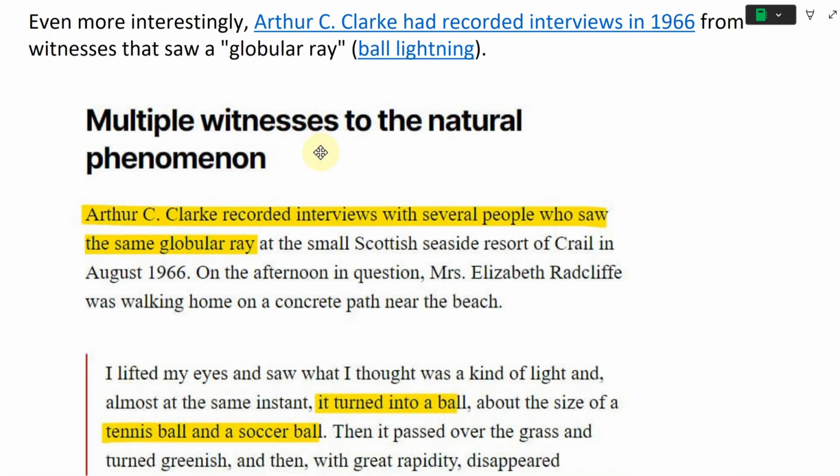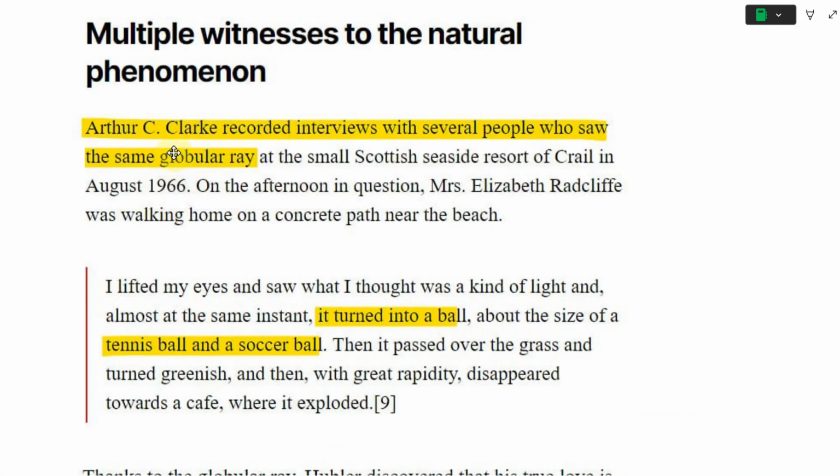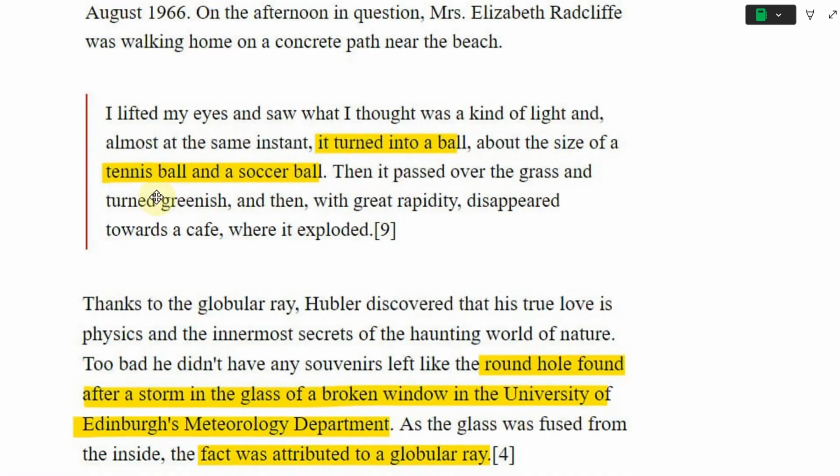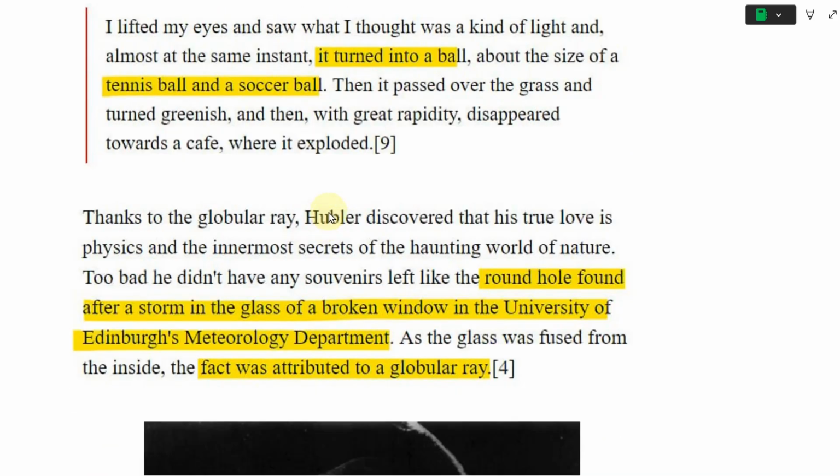So multiple witnesses to the natural phenomenon. So again, it references Arthur C. Clarke recording interviews with several people who saw the same globular ray at the small Scottish seaside resort of Crail in August 1966. On the afternoon in question, Mrs. Elizabeth Radcliffe was walking home on a concrete path near the beach, and she said, I lifted my eyes and saw what I thought was a kind of light, and almost at the same instant it turned into a ball about the size of a tennis ball and a soccer ball. Then it passed over the grass and turned greenish, and then with great rapidity disappeared towards a cafe where it exploded.